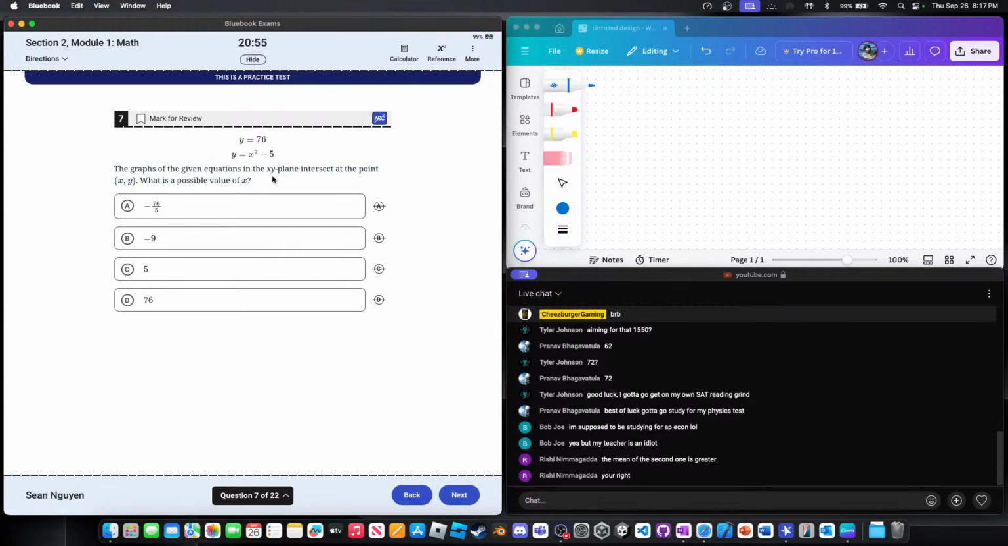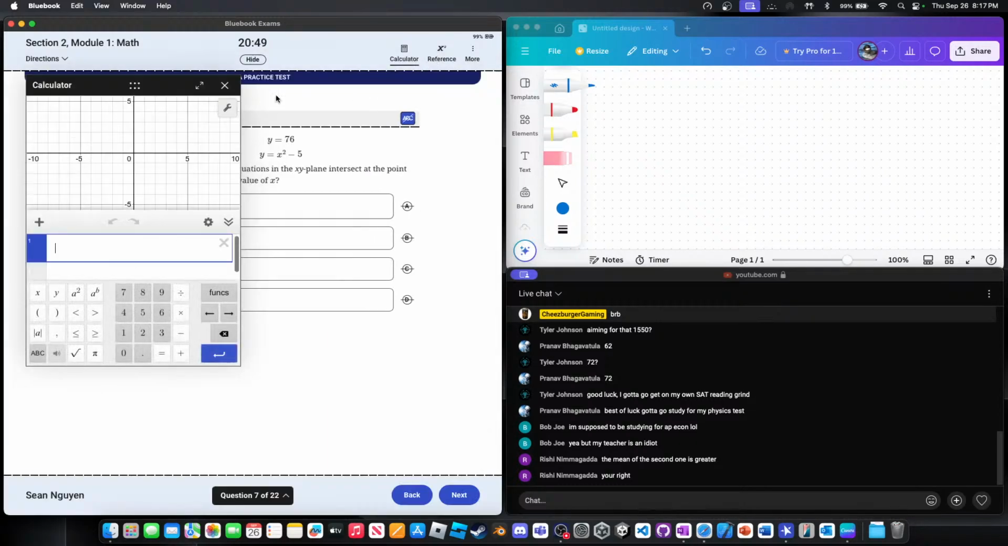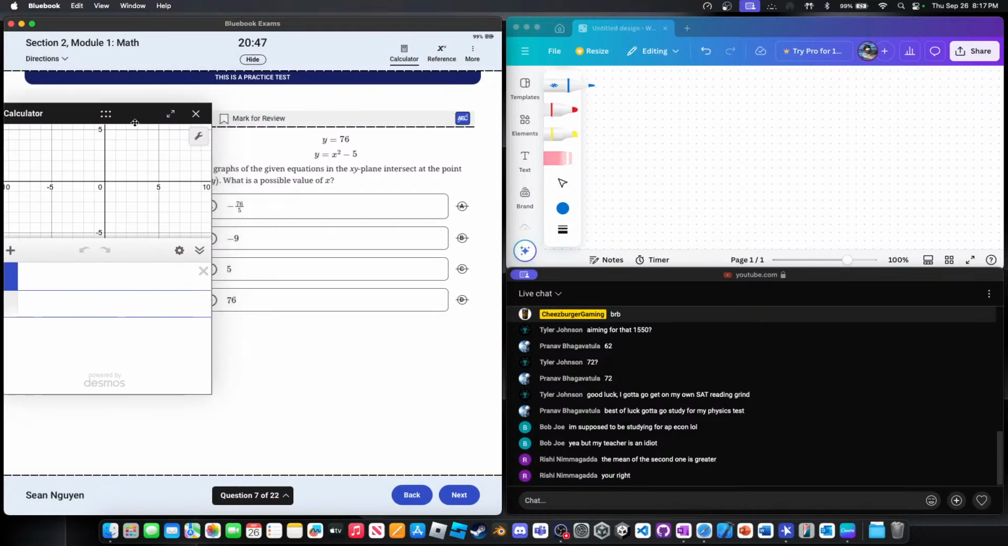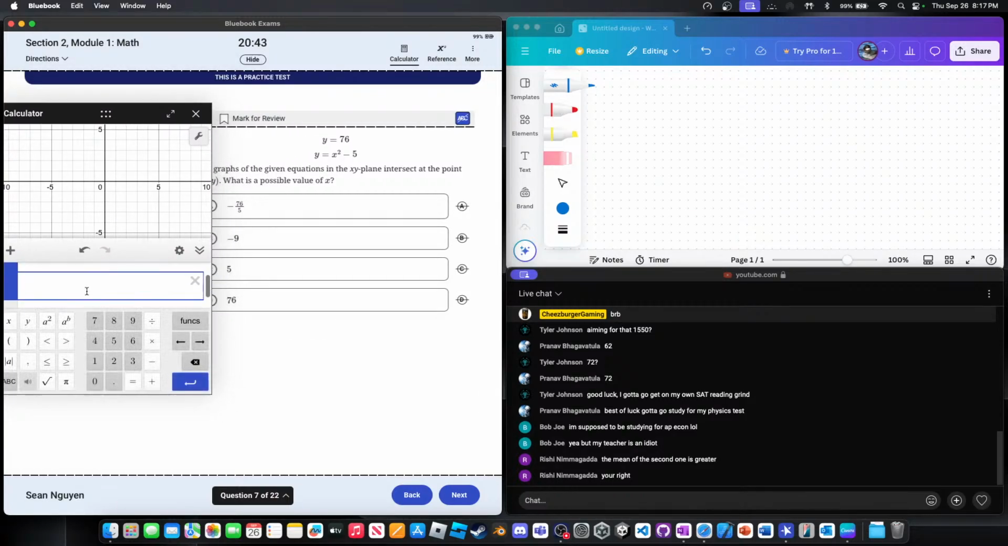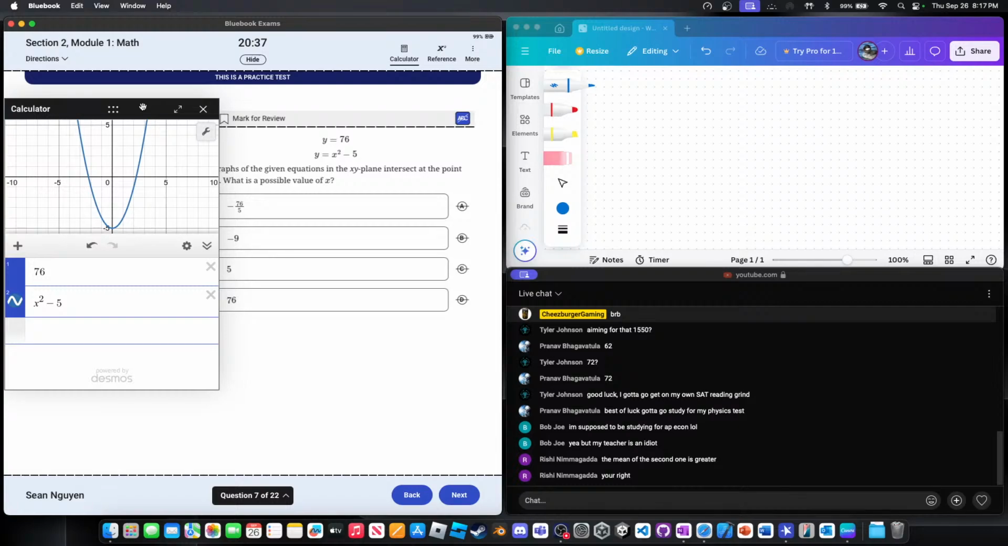The graph of the given equation in the xy plane intersects at the point xy. What is a possible value of x? Okay, now we're obviously going to use Desmos here because we're not wasting time. So 76, okay, it's 76, and then x squared minus 5. So what is a possible value of x?